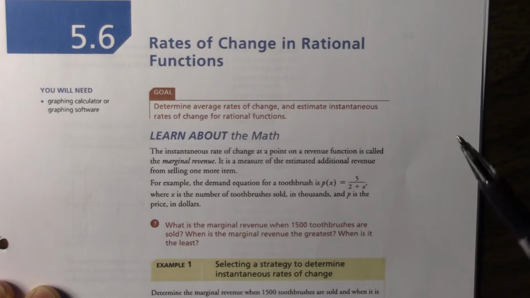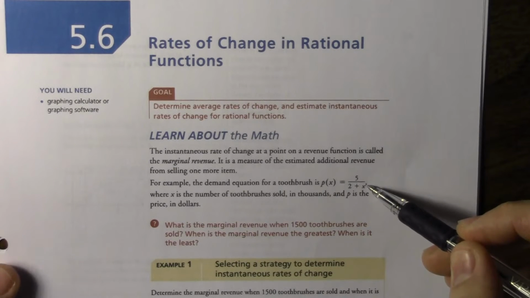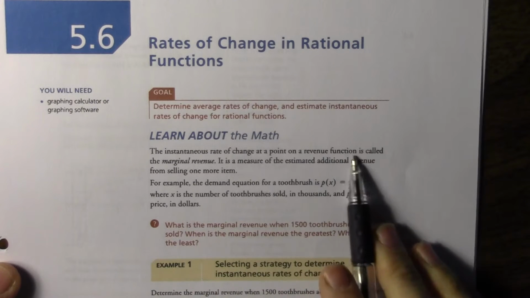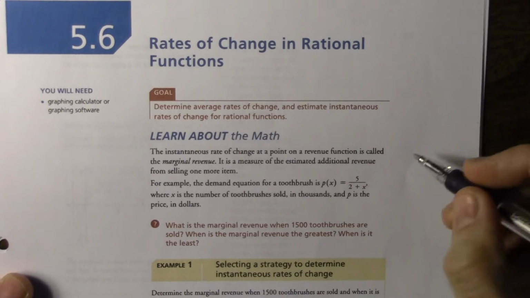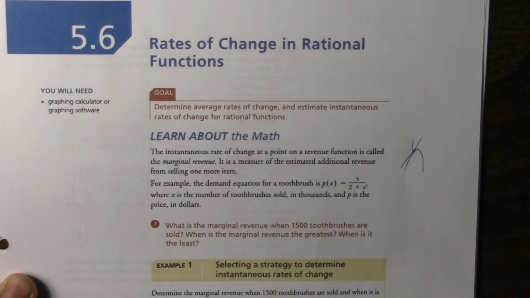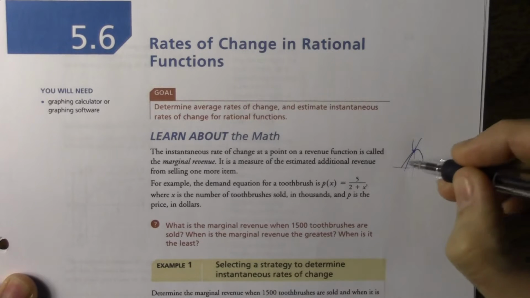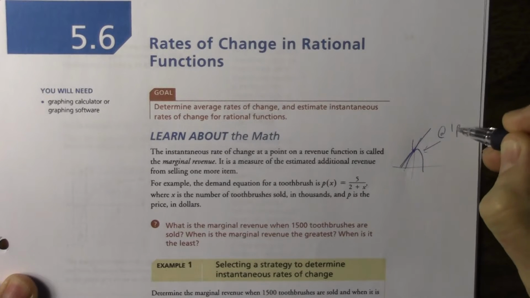So the goal is to determine average rates of change and estimate instantaneous rates of change for rational functions. Just to review what we've done before, this time we're doing it with rational functions. Instantaneous rates of change at a point on a revenue function is called a marginal revenue. Remember, instantaneous rate of change is the slope of the tangent at a specific point or x value. We're talking about the slope of this tangent that crosses the curve at one point.